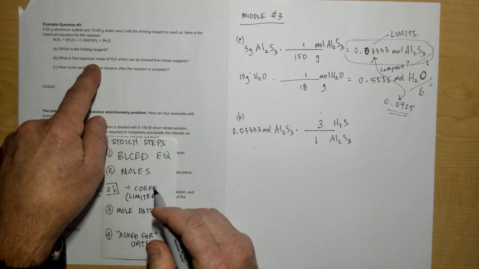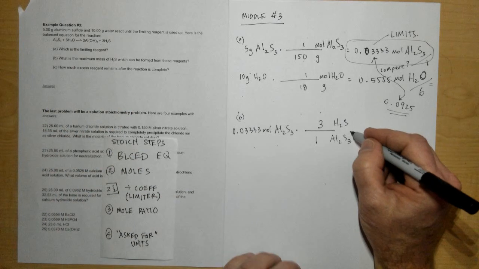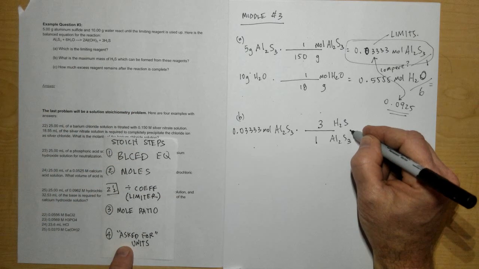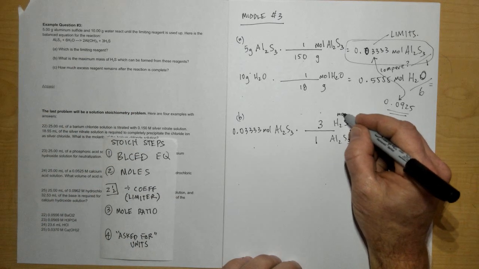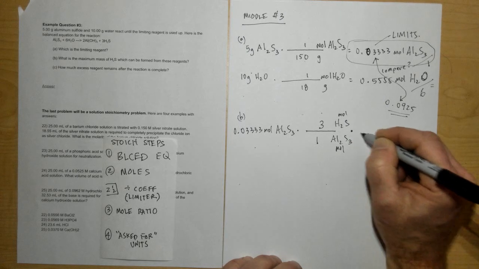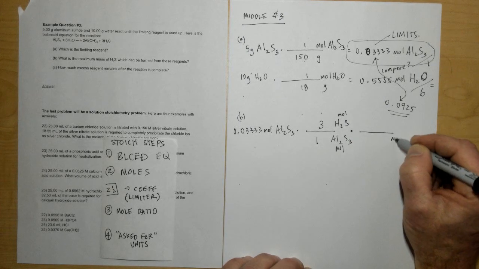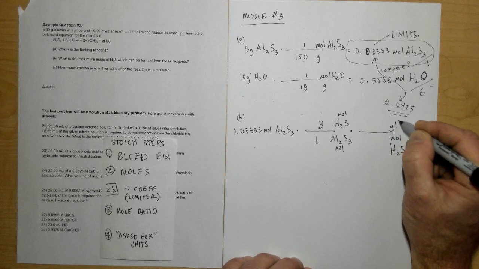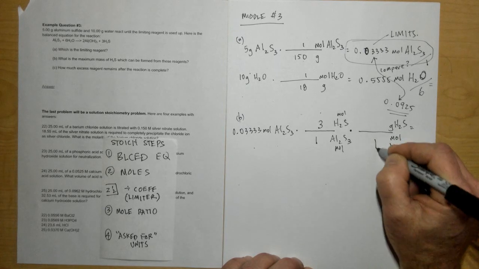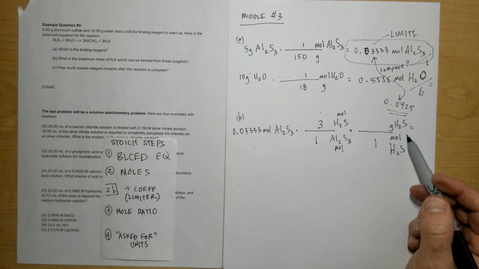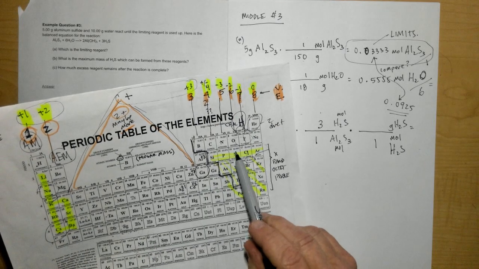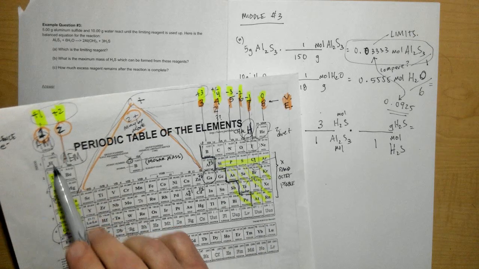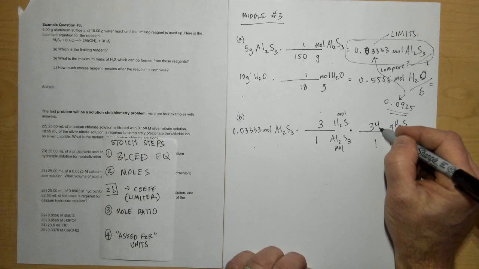And it asks for what's the maximum mass that can be produced. So I have to go to the last step and convert to the asked for units, because right now I have moles of each of these. And so I will go from moles to grams of H2S. And 1 mole of H2S added up on the periodic table, sulfur, remember, is 32. Hydrogen is 1 plus 1, so 34 grams.